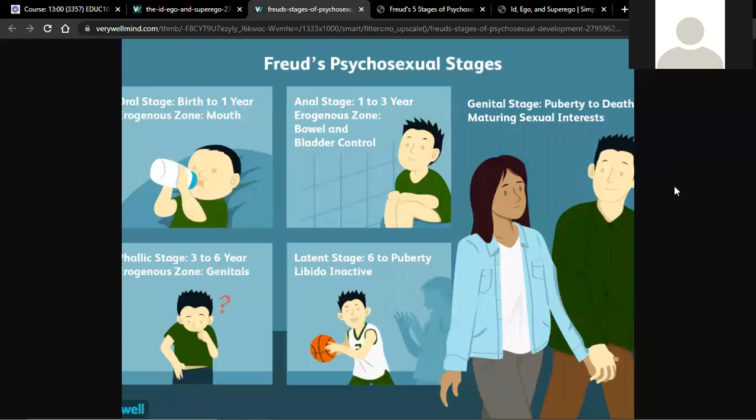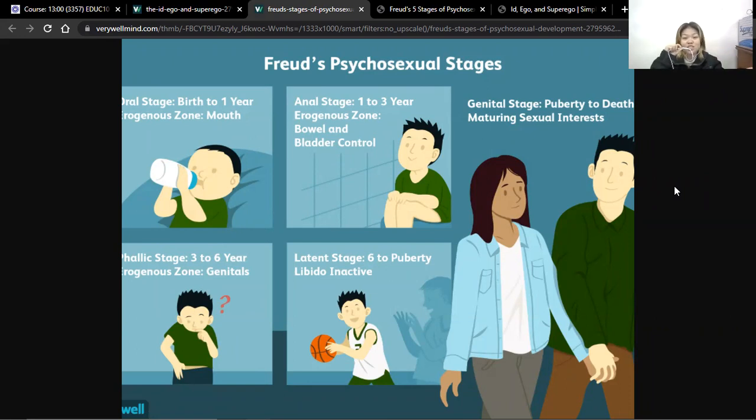So, ayan yung ating 5 psychosexual stages. Oral birth, and then we have anal stage, phallic stage, latent stage, and then genital stage. This is a much easier visualization or illustration of how we try to explain Freud's psychosexual stages. So again, oral stage happens from birth to 1 year old. So the erogenous zone here is of course oral. So mouth. Ito yung erogenous zone sa oral stage.